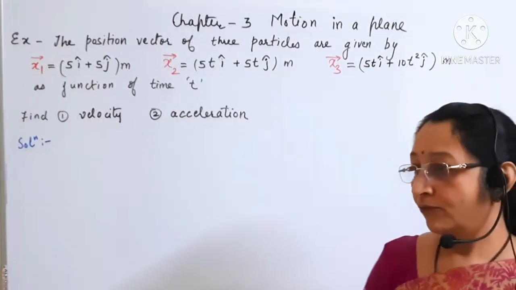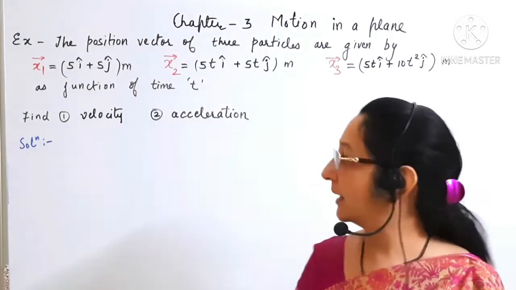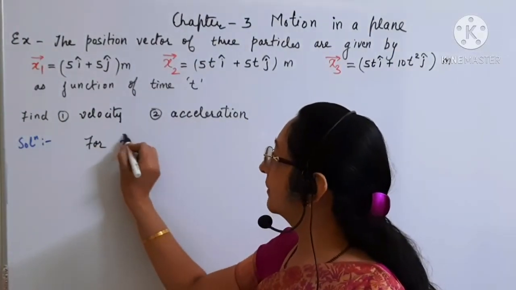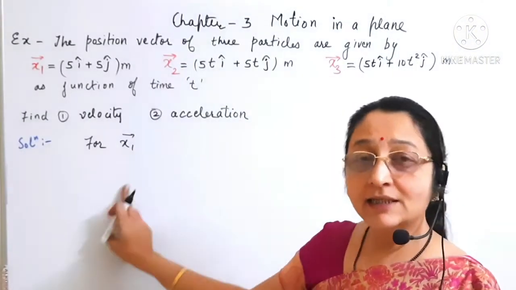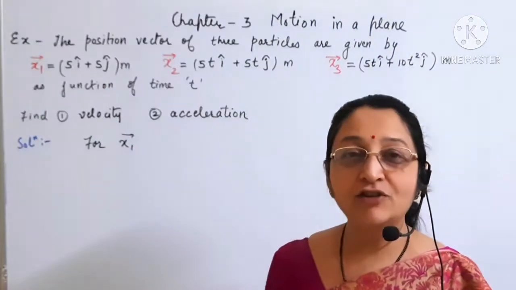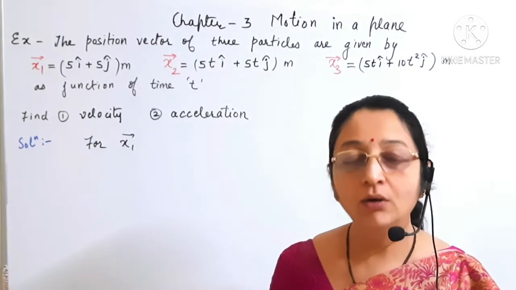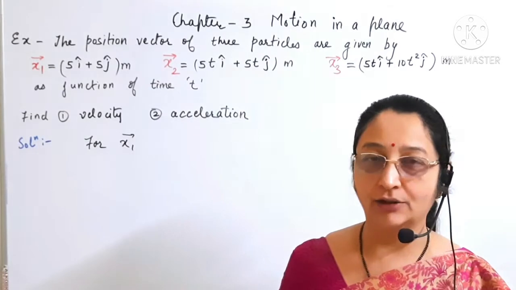So now, first of all, we are going to discuss the first particle. So we will discuss x1. For the particle x1, this is the position vector: 5i plus 5j meters is the position vector of the first particle. Now, we are going to find the velocity and the acceleration.